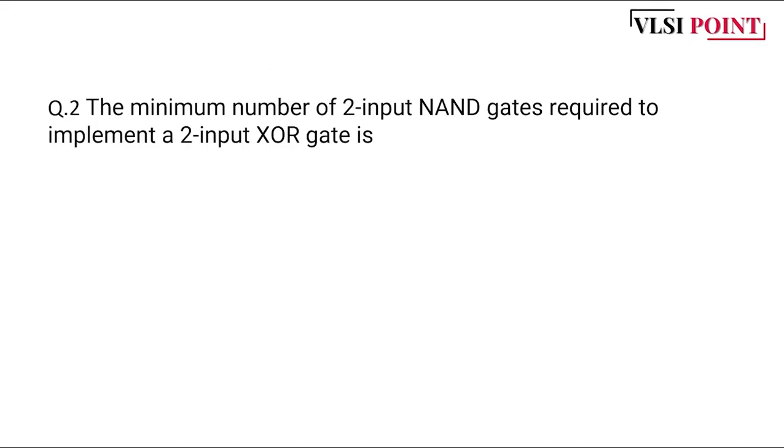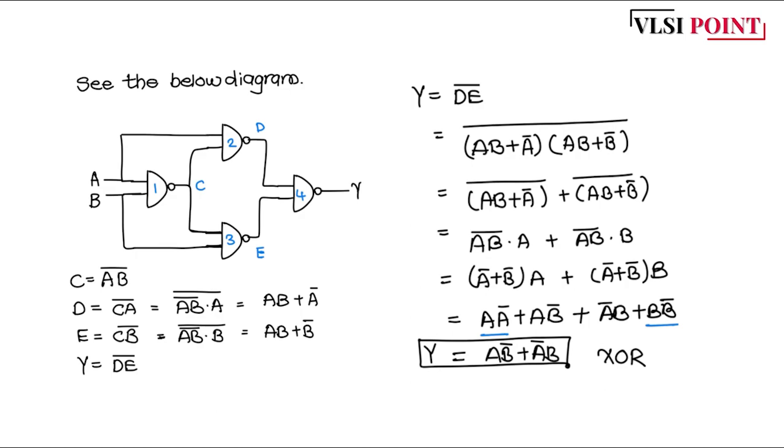Let's go to question number 2. The minimum number of 2 input NAND gates required to implement a 2 input XOR gate is. Options are 4, 5, 6, 7. So basically we have 2 input NAND gates available, and using that we have to form the XOR logic gate. But the condition is we have to use the minimum number of those NAND gates. Okay, so let's see how we can do that.